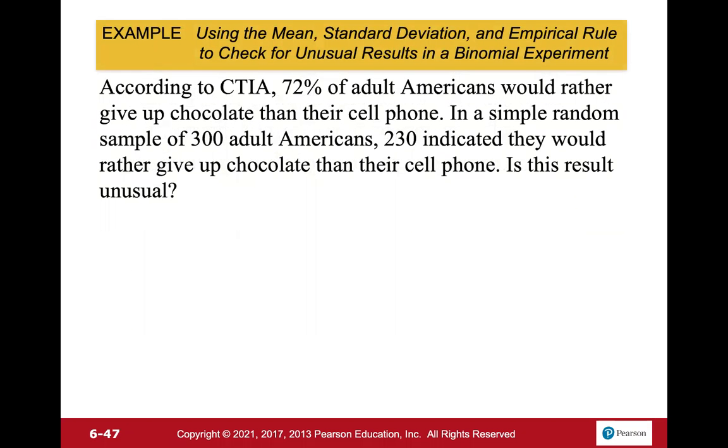And here, according to the CTIA, 72% of adult Americans would rather give up chocolate than their cell phones. In a simple random sample of 300 adult Americans, 230 indicated they would rather give up chocolate than their cell phones. Is this result unusual? So let's take a look at what they're saying. So 72% of adult Americans, so probability of success, 72%, so 0.72. Simple random sample of 300 adults, so N is equal to 300. 230 indicated that they would rather give up chocolate than their cell phones. X is equal to 230.